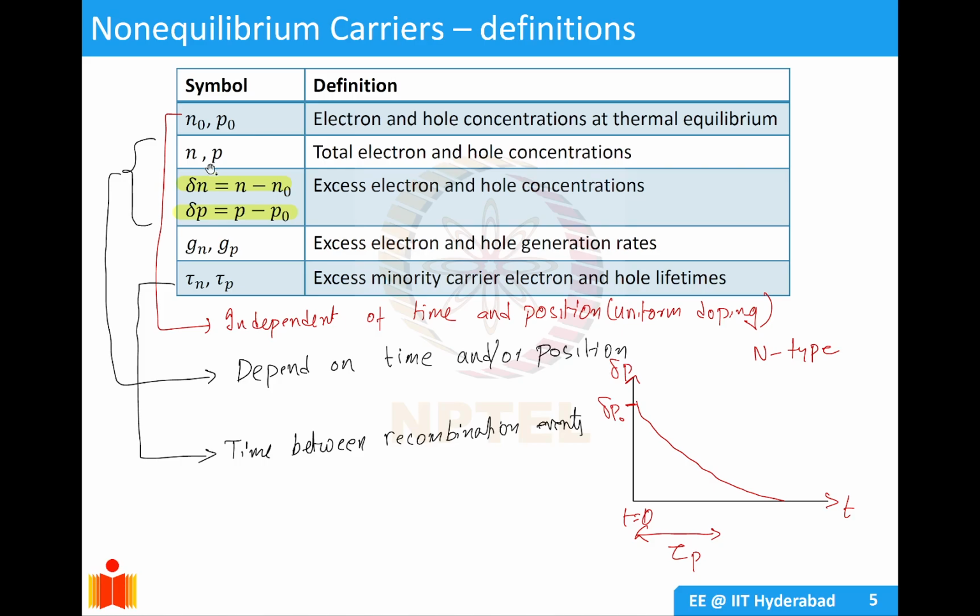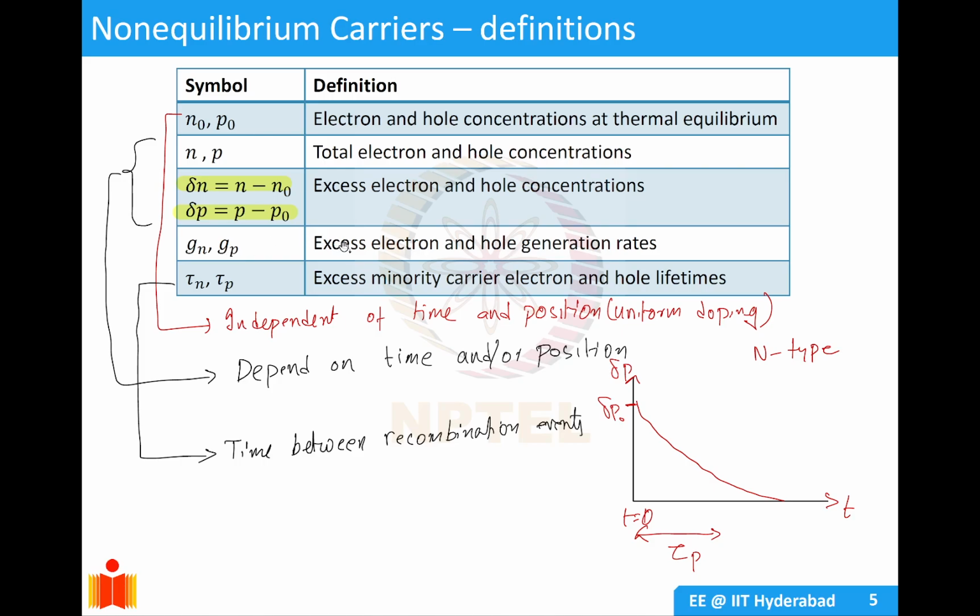So we will be using the formulas N naught and P naught, which are the electron and hole carrier concentrations at thermal equilibrium. N and P are electron and hole carrier concentrations at a given point of time, does not matter at equilibrium or non-equilibrium. Then delta N is given as N minus N naught, and delta P is given as P minus P naught. So these are the excess carrier concentrations.